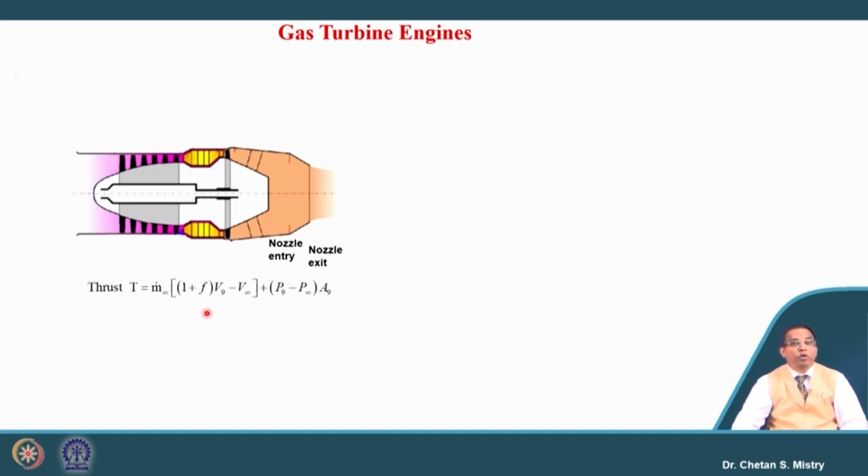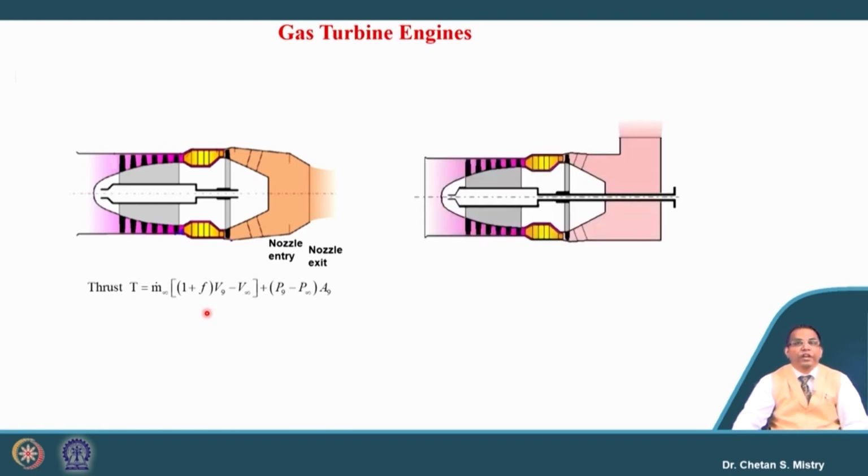Then we looked at our turbofan engine as we discussed earlier, where two components of thrust come into the picture: the thrust component because of the fan exhaust and the thrust component because of the core engine. Similarly, we have discussed the propeller. Now, let us look at the second kind of configuration.